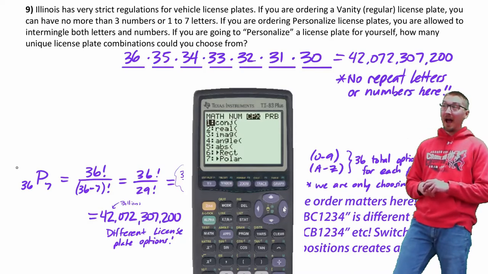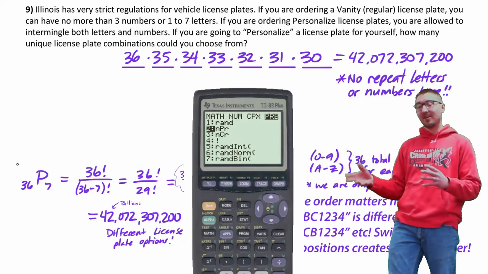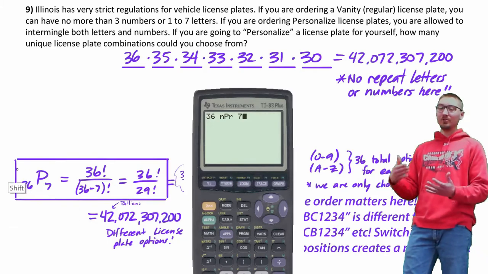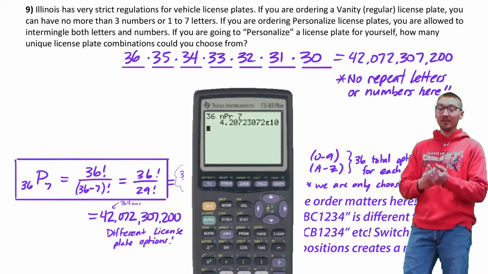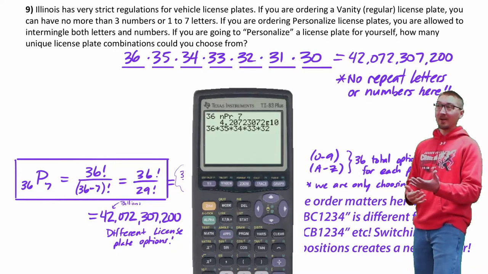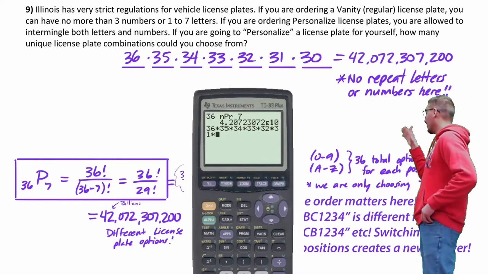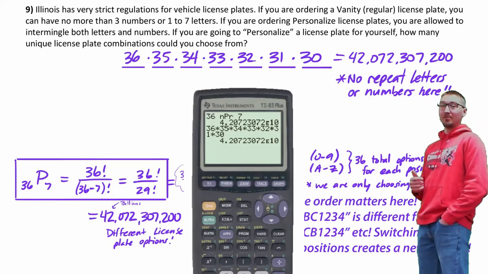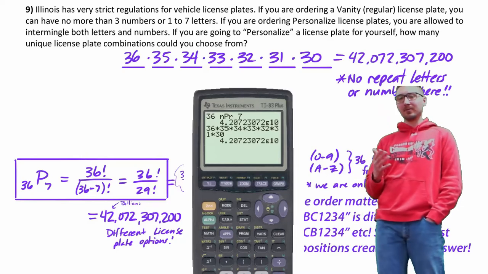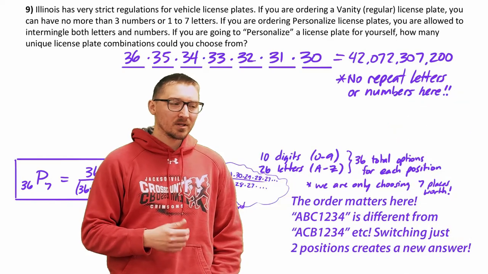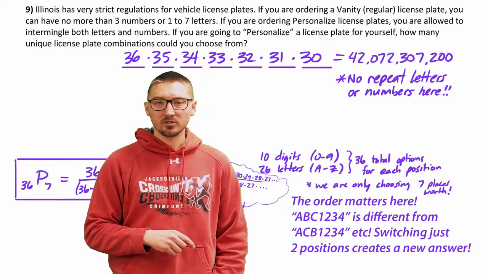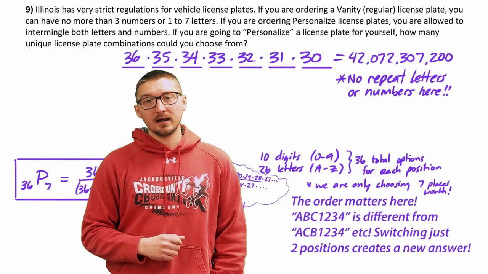Interestingly enough, out of these 42 billion options are all of the regular license plates as well. This is just saying how many different ways could you make a unique license plate. And so if somebody wanted to have a personalized plate that said A, 1, 2, 3, 4, 5, 6, then that's possible. That would maybe be a vanity plate as well, just a regular license plate. But the important thing to remember with permutations is that the order matters. Switching just 2 positions changes and creates a new unique answer.